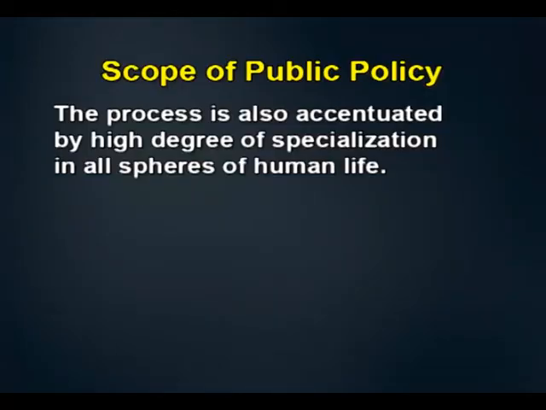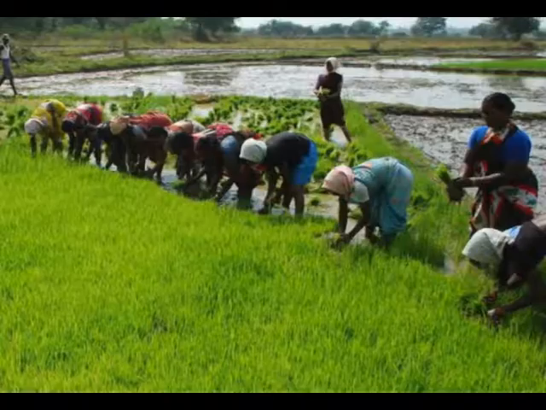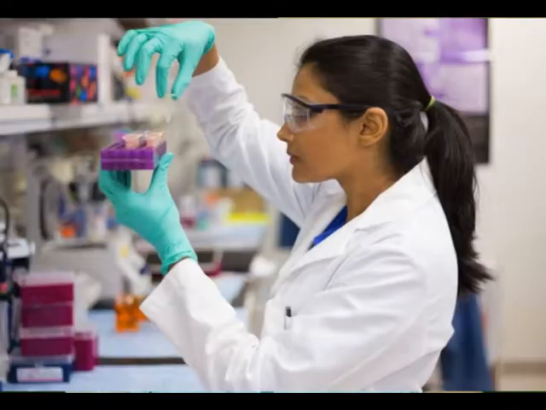The process is also accentuated by a high degree of specialization in all spheres of human life. The advancements of science and technology revolutionized the life of modern man through communications and transport. All these developments have underlined the need to formulate specialized policies to face the challenges and meet the needs of modern society. Agriculture, industry, information technology, research in the field of life sciences, etc. presupposed policy formulations to cope with the advancements.